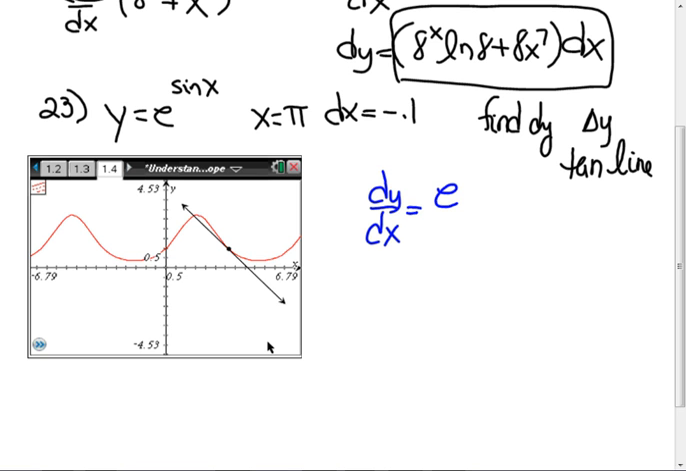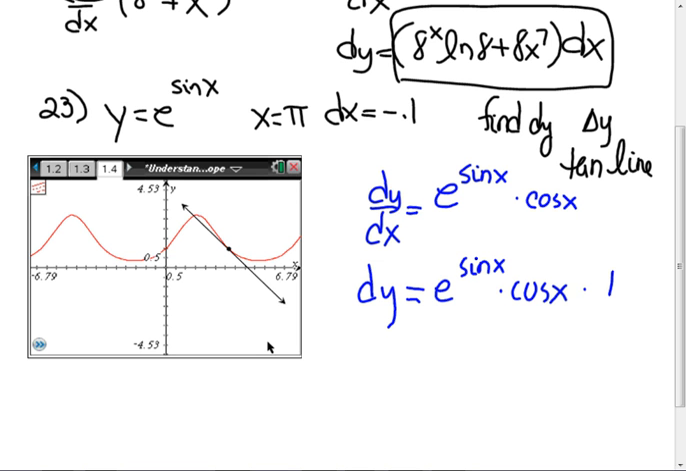It's e to the what? Sine of x. Do you remember what next? Times? No, close. The right idea. Derivative of that, cosine of x. So if you solve for dy, we can do this two ways. We can write the equation of the tangent line. Well, actually, they only want dy, though. dy is equal to e to the sine of x times the cosine of x times dx.